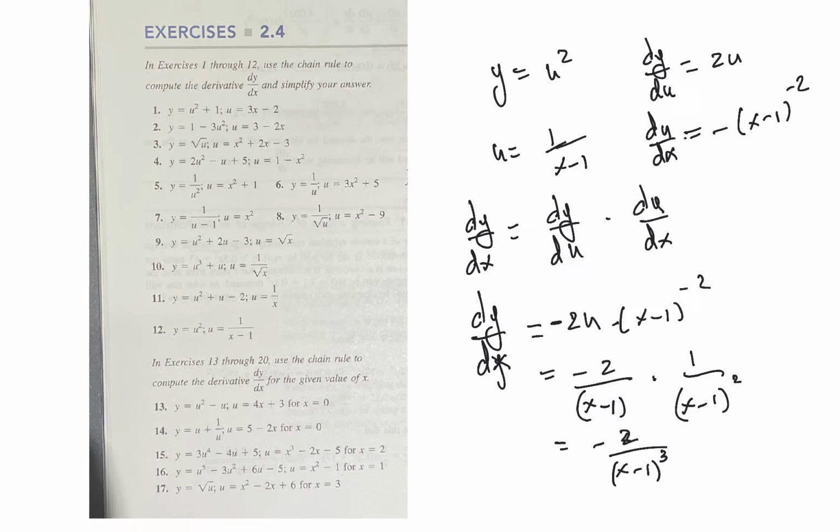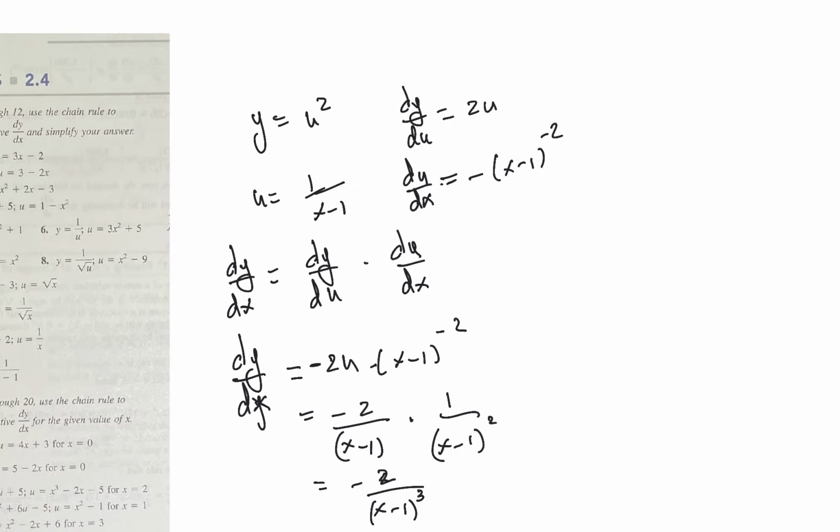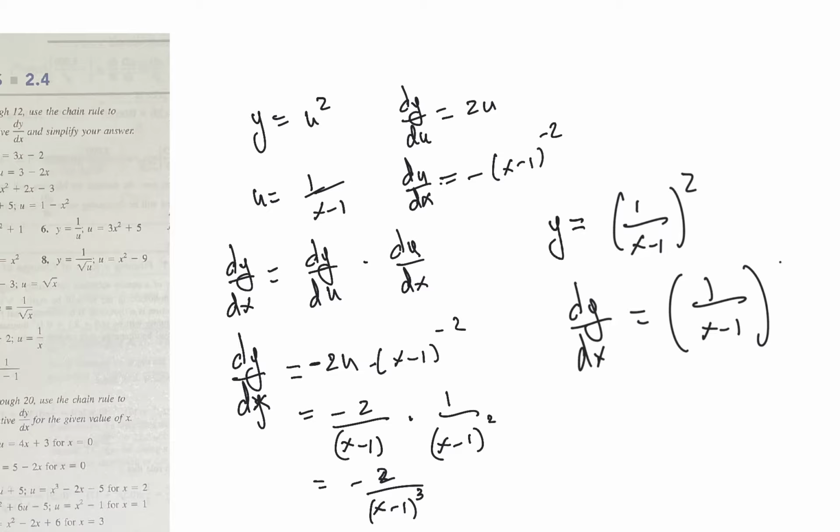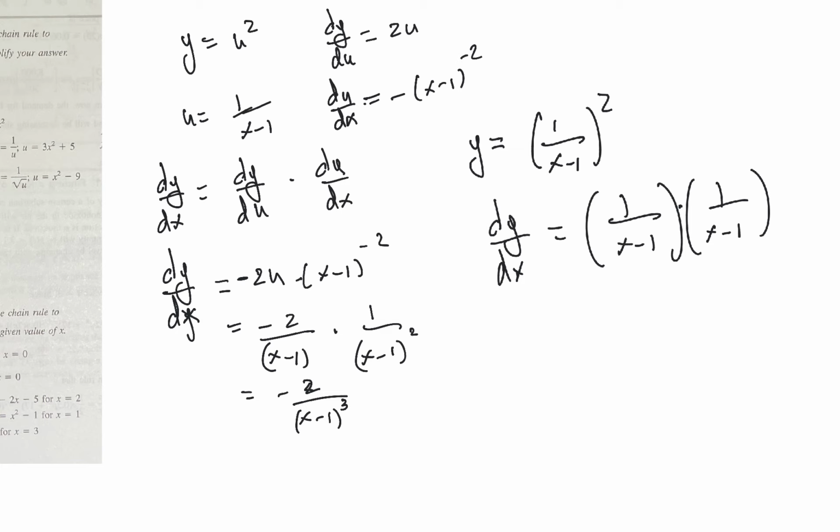Is there any way to check this result directly? Yes, very easy. If y is equal to u squared and u is 1 divided by x minus 1, so y is 1 divided by x minus 1 squared. So I will make the derivative here. The derivative of y with respect to x is the derivative of 1 divided by x minus 1 multiplied by 1 divided by x minus 1. So it's a product. How will we do the derivative with respect to x of this product?